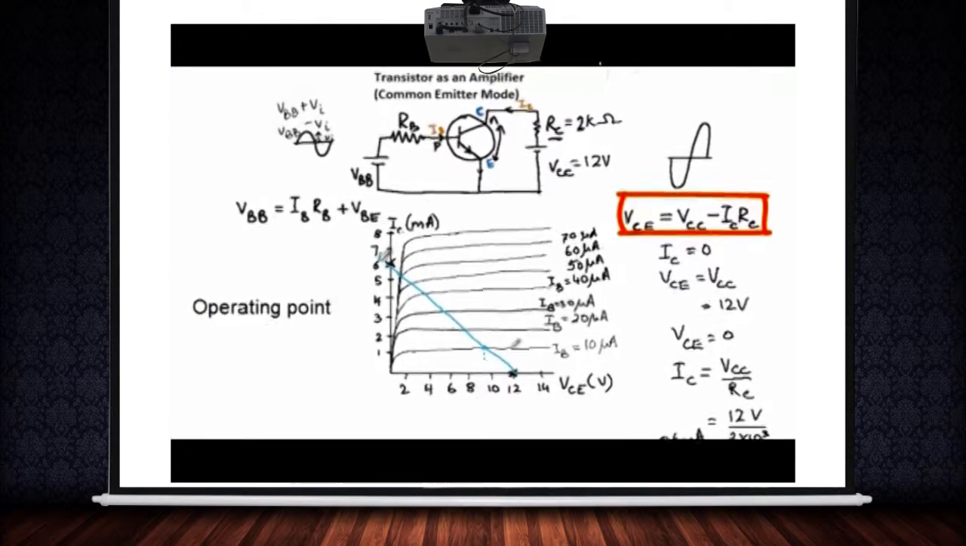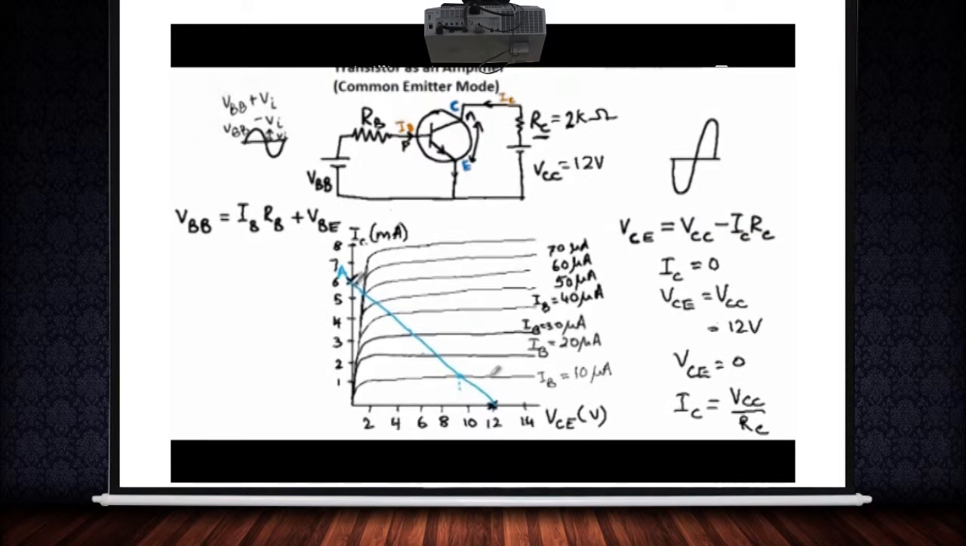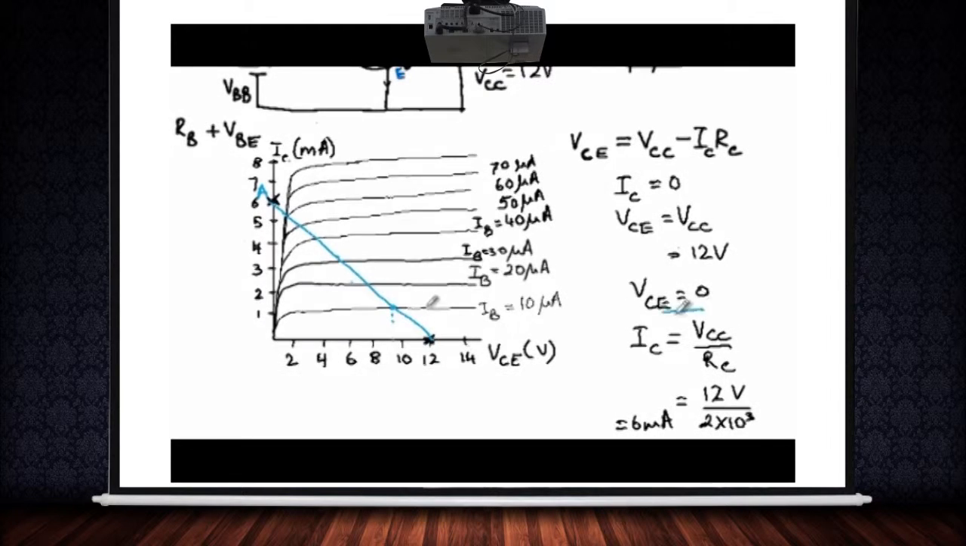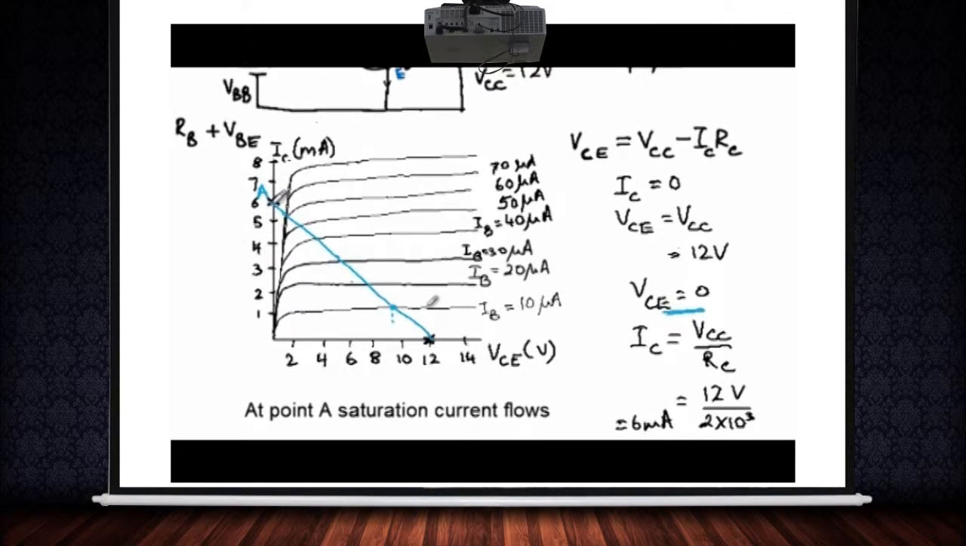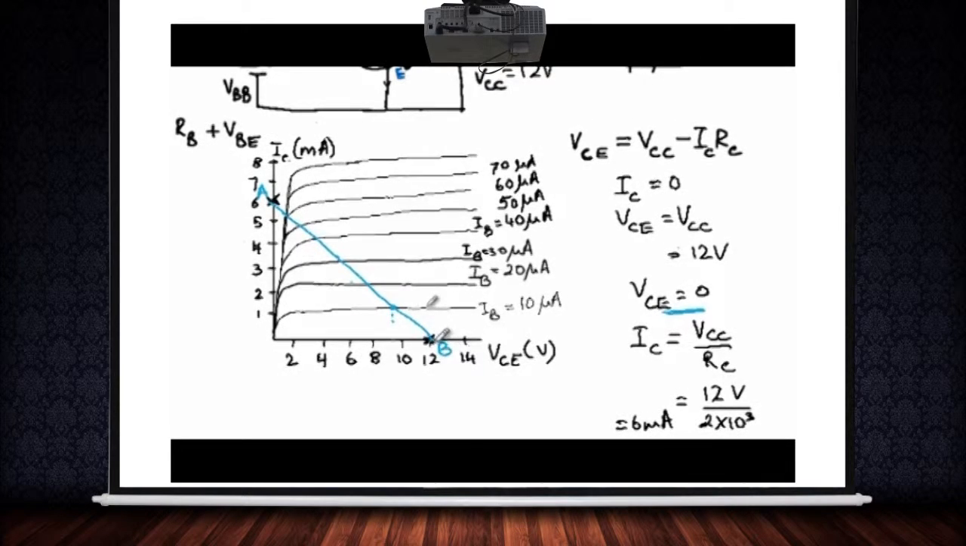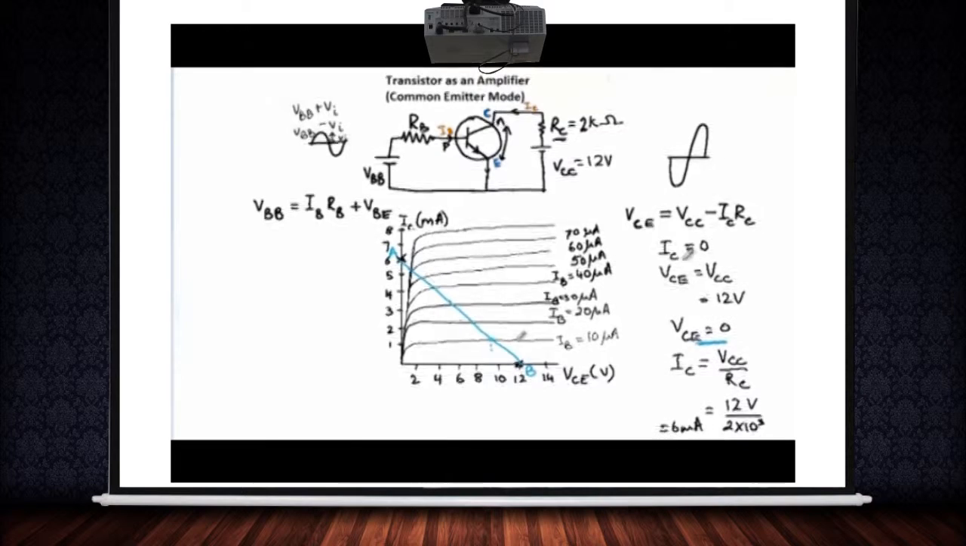Now, say I call this point A, and if I choose this as the operating point, then at this point VCE is equal to 0, and in this case the transistor is said to be in saturation mode, with maximum current flowing through the transistor. So point A is a point at which the transistor is said to be in saturation mode. Suppose now I move the operating point to the other extreme end, which is B. At point B, IC is equal to 0, which means the transistor is in cutoff mode.